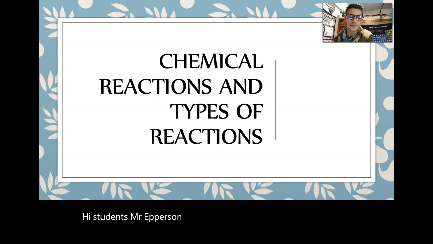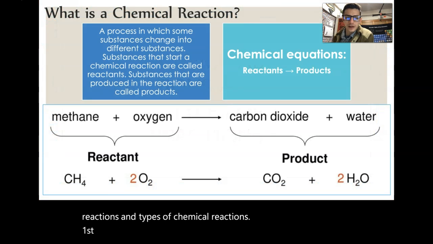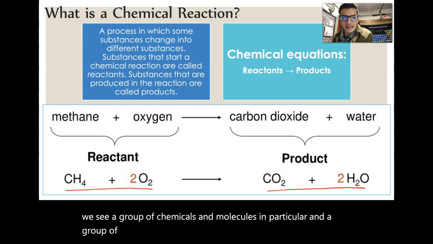This lecture is on chemical reactions and types of chemical reactions. First off, what really is a chemical reaction? Well, if we look right here, we see a group of chemicals and molecules in particular, and a group of molecules on the right. And this is called a chemical equation.